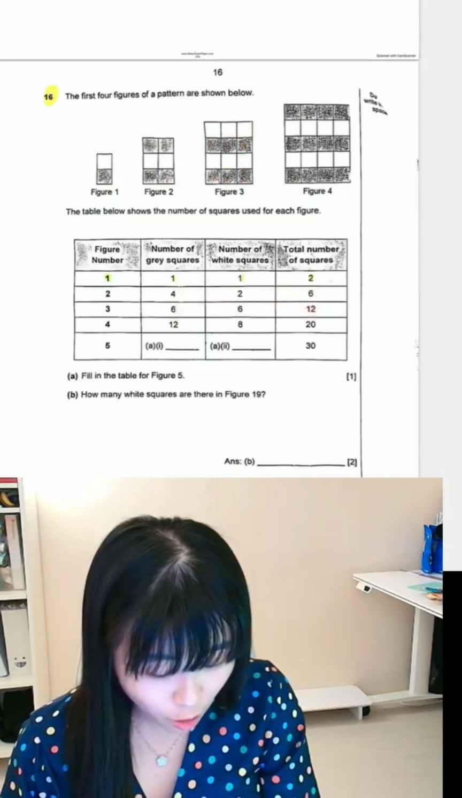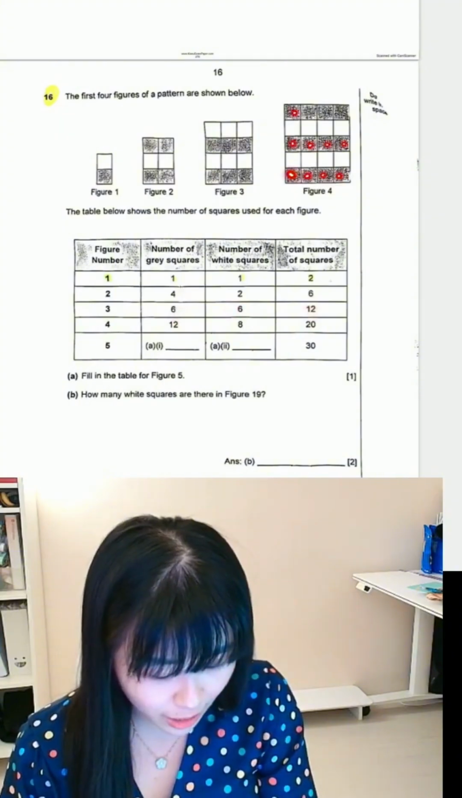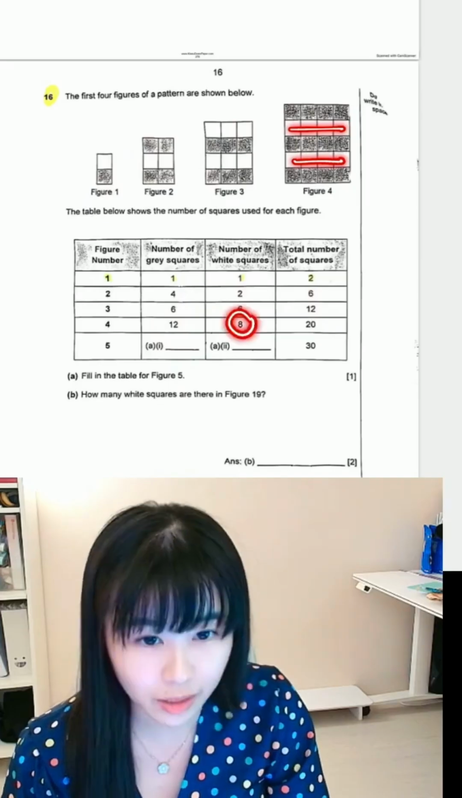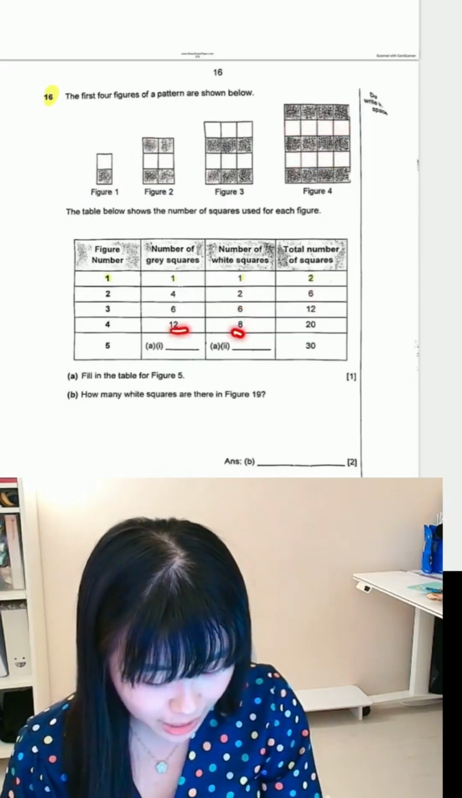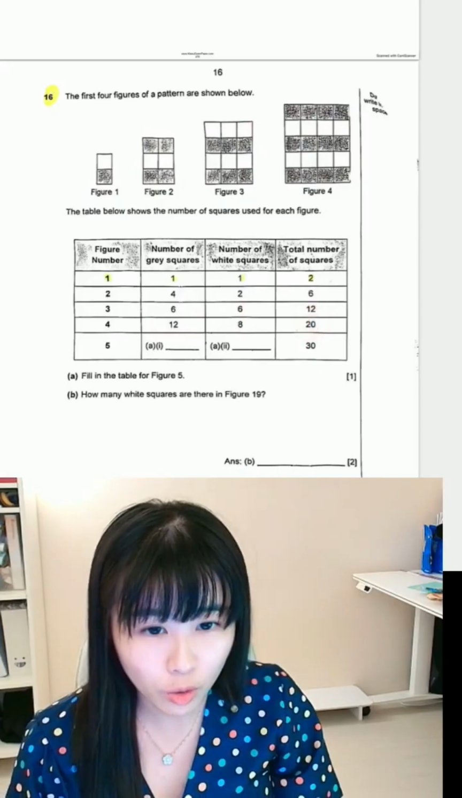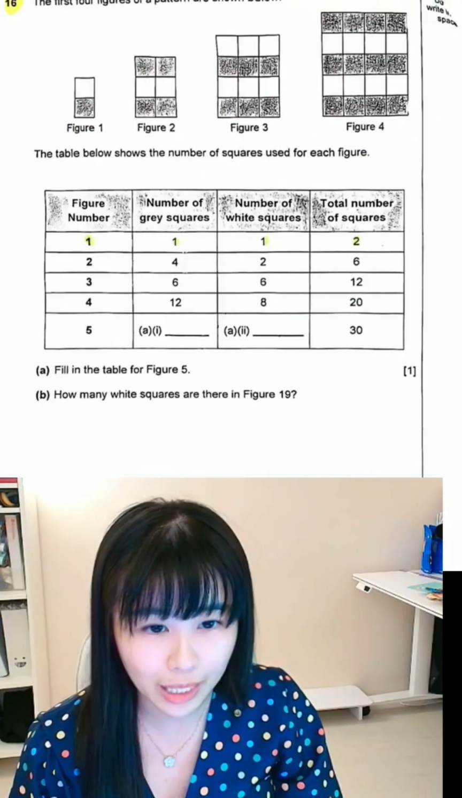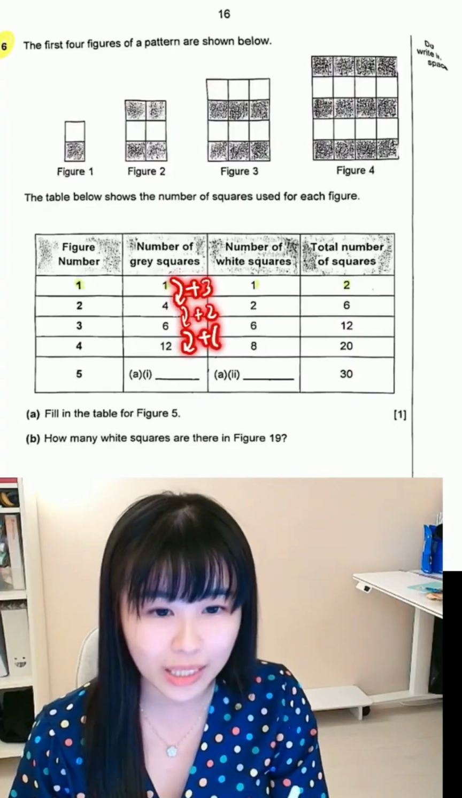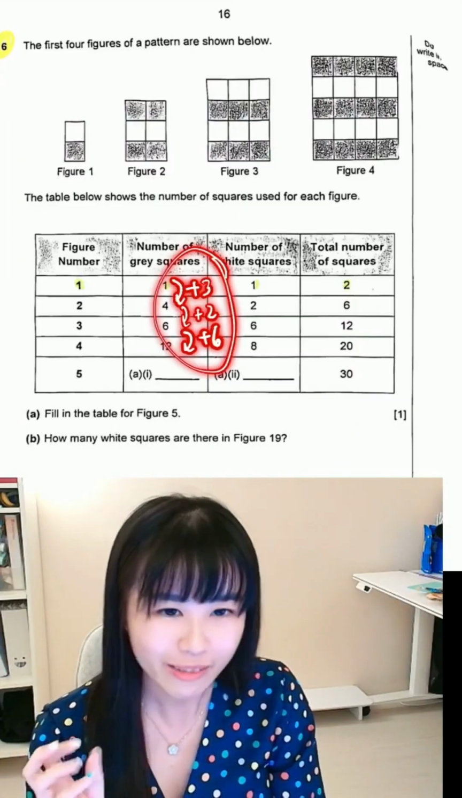Okay? Figure 4: 1, 2, 3, 4, 5, 6, 7, 8, 9, 10, 11, 12 like this. You get 4 plus 4 is 8. So 12 plus 8, 20 total. If you want to continue to the next one, let's zoom in on the numbers. This one is plus 3. Then suddenly this one is plus 2. Then suddenly this one plus 6. There's no pattern at all. Then you're a bit like, how to do?